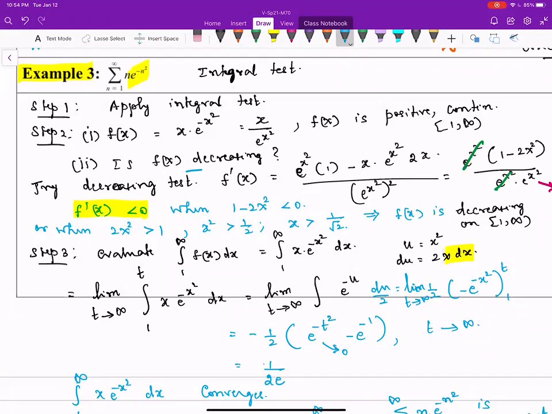Welcome back. I'm going to be showing problem number 3, example number 3 from 11.7 strategy for testing the series in the concept video. The example is the sum as n varies from 1 through infinity of n times e to the negative n square, which uses the integral test.